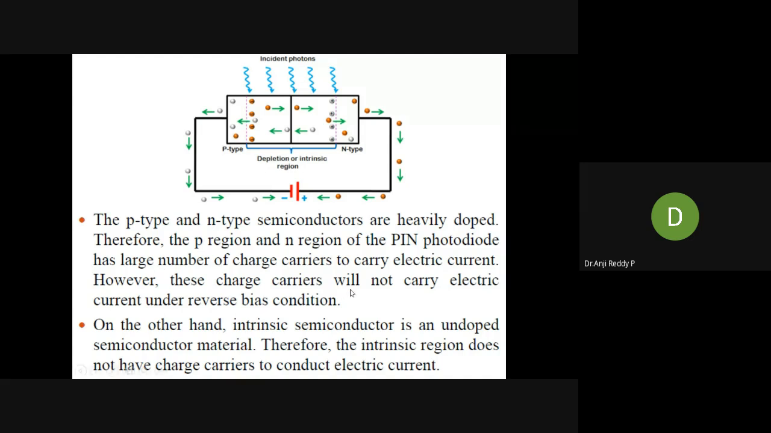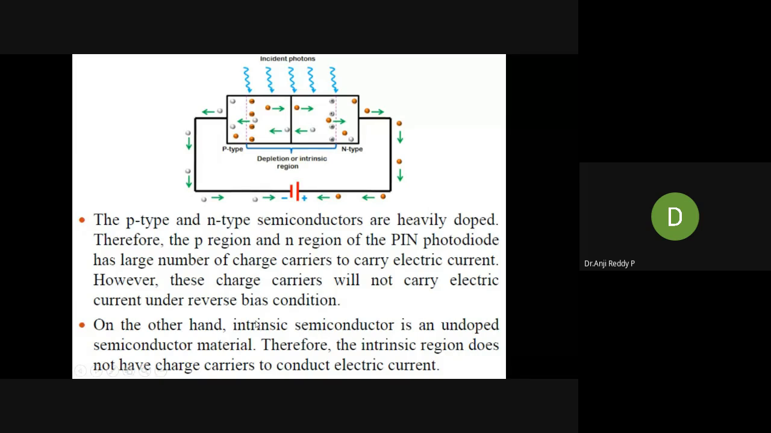Therefore, the p region and n region of the pin photodiode have a large number of charge carriers to carry electric current. The reason for being heavily doped is having a large number of charge carriers, that means more electrons in n type and more holes in p type. However, the charge carriers will not carry electric current in reverse bias condition.